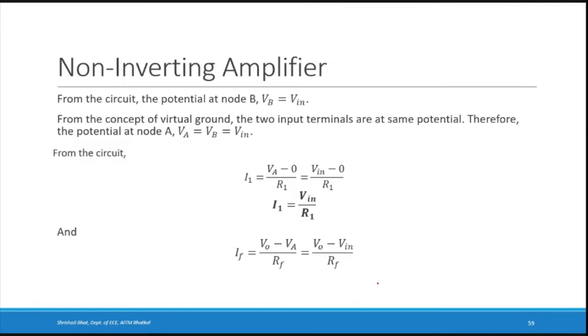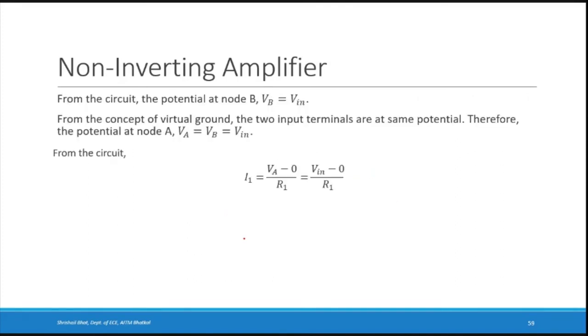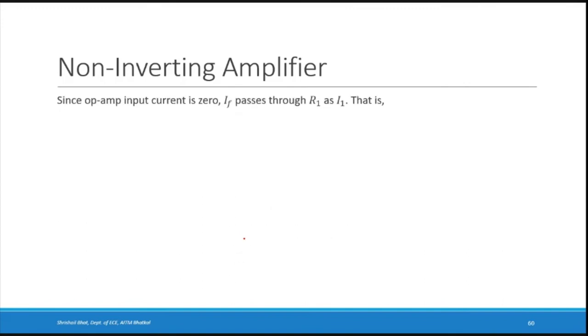Since no current can enter the op-amp, whatever current is entering at node A, that is IF, the same thing goes out as I1, because no current can flow into the op-amp. So whatever current is entering this node A, it is going through I1. So IF is equal to I1. Since the op-amp input current is 0, IF passes through R1 as I1. That means I1 is equal to IF.